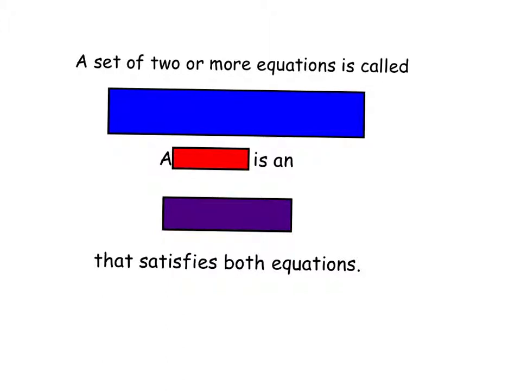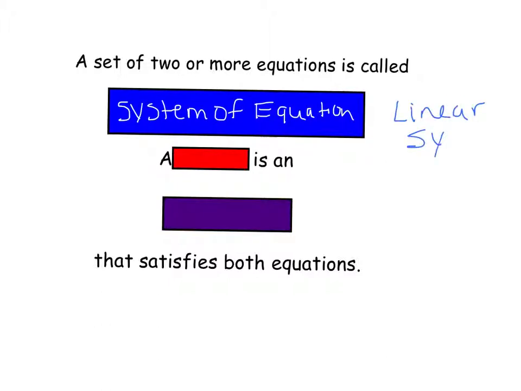A set of two or more equations. We have been talking about different options for the same situation, and we've been writing different equations. So when we have a set of two or more equations about the same situation, it is called a system of equations. And when both of them are linear, we can actually just call it a linear system. So a system, two or more parts.